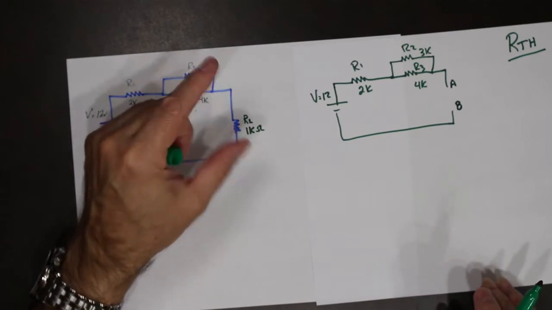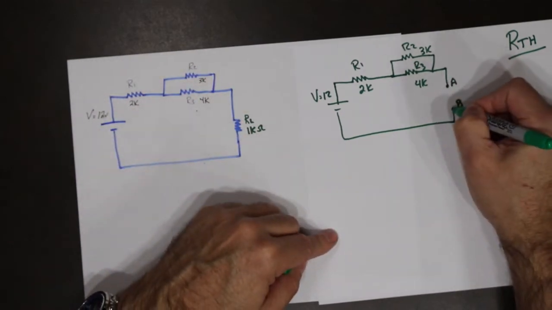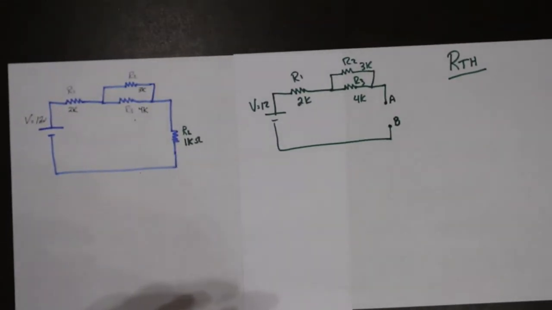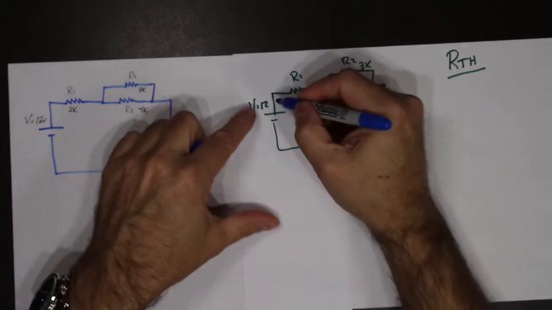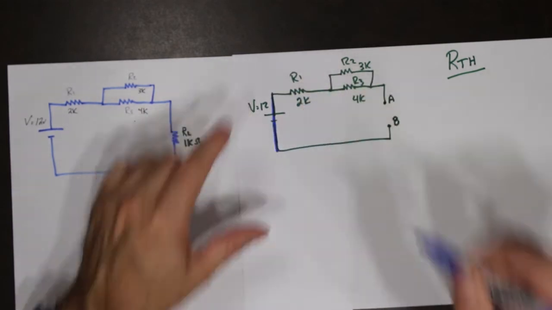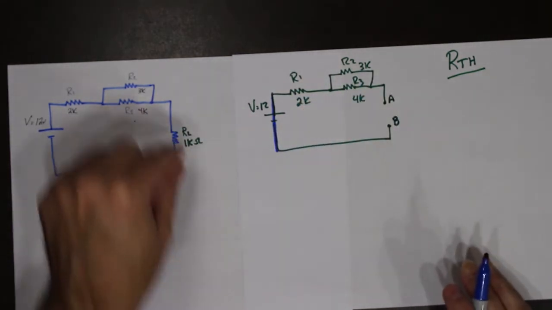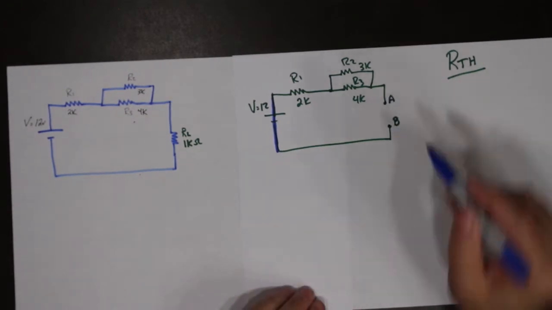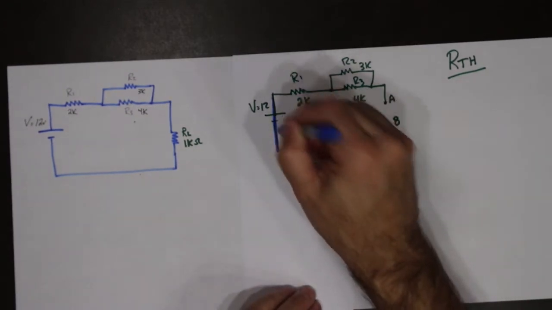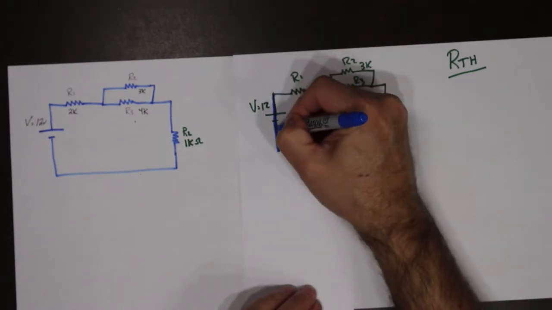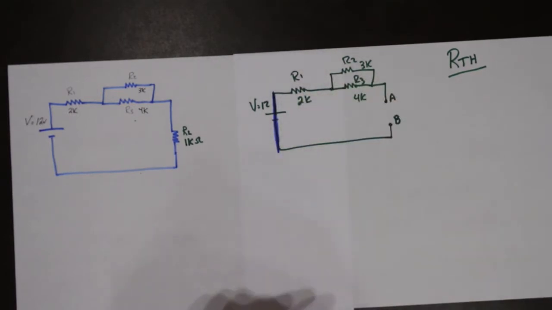So wherever the load was, you mark those 2 points, A and B. The next step is to short out the power supply. So, step 1, remove the load. Step 2, mark it AB. Step 3, short out the power supply. So just pretend the power supply is not there and put a line through it.